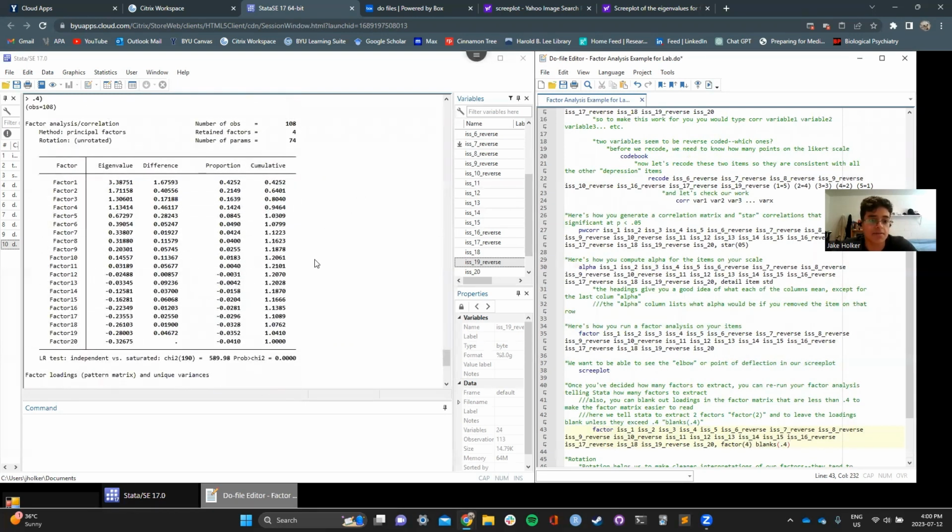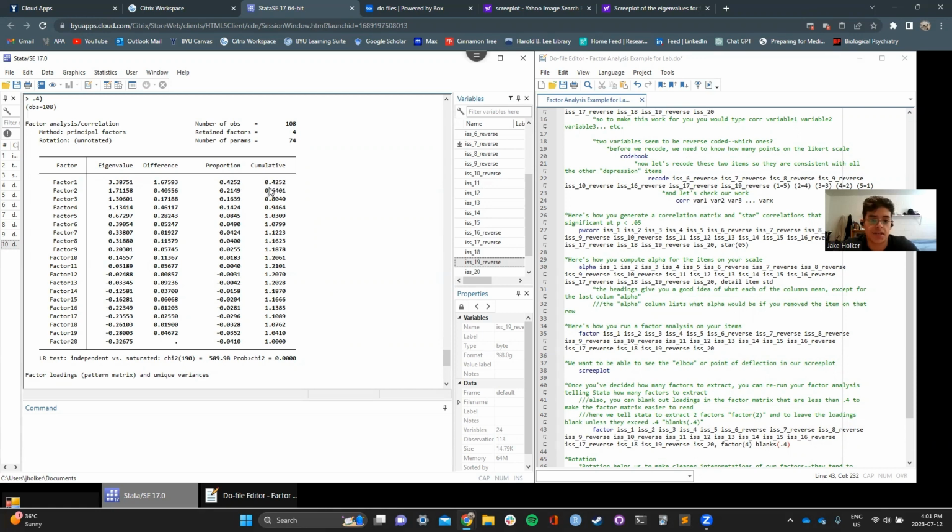So let's take more of a look at these tables here. This is an eigenvalue table. As you can see here, there are 4 factors that have an eigenvalue greater than 1. An eigenvalue is a term used a lot in matrix algebra, but what we see here is that eigenvalues denote the proportion of variance that's accounted for by a specific factor. So if you were to divide 3.38751 by the sum of all of these numbers right here, you would get 0.4252, or 42.52% of the variance accounted for by this single factor.